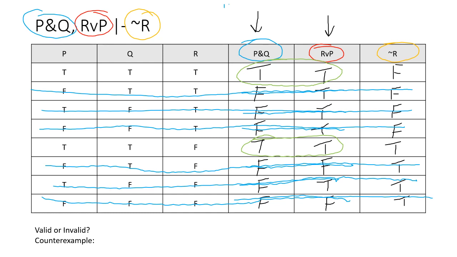So if you remember the definition for validity, it says it's valid as long as there's no instance in which all the premises are true and the conclusion is false. Well, if we look here in this first row, our conclusion is false. We have true premises and a false conclusion. That means this has to be invalid.